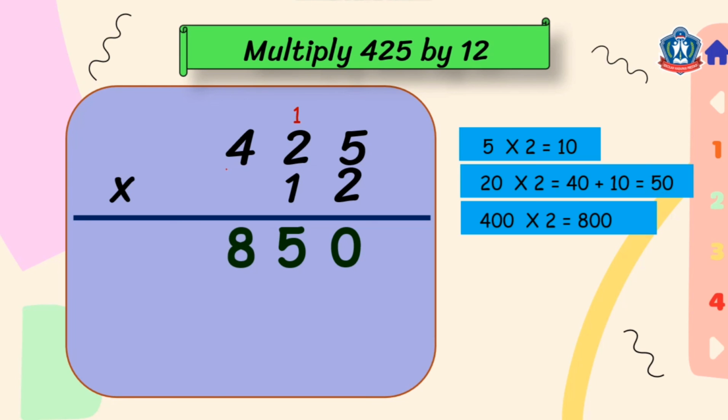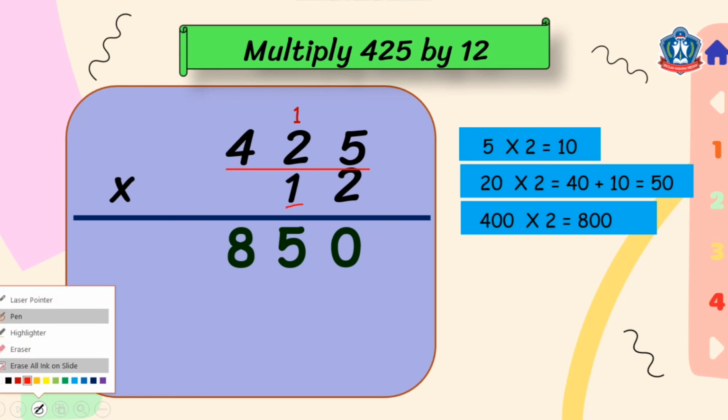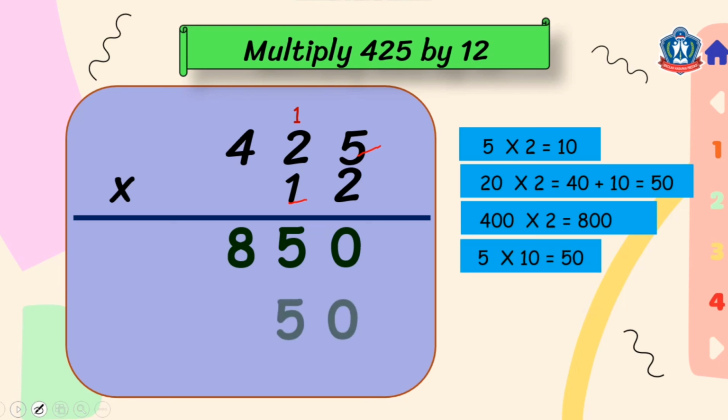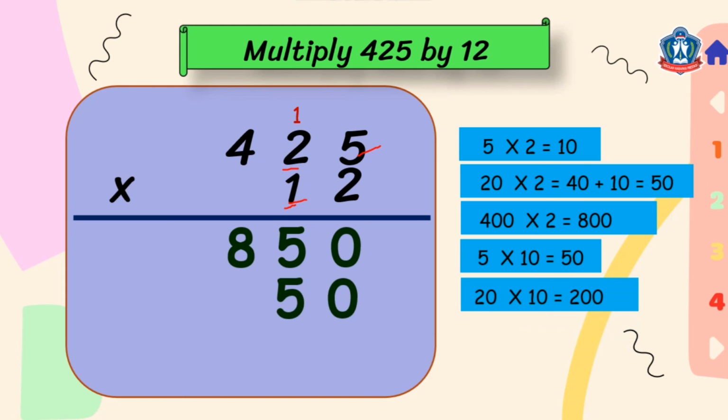Next, we will multiply 425 by 10 or 1. It's 1 there. So, let's start from 5. 5 times 10, and that is 50. So, we can write 50 here. Next, we have the 20 times 10. What is 20 times 10? Yes, it's 200. We can just write 2 here because we already have the 5 and 0.